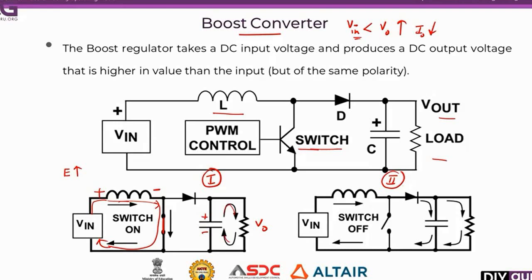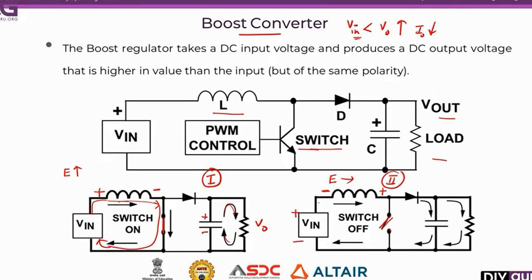Coming to mode 2, when the thyristor switch, or when the switch, is turned off, this inductor already stores energy, and this stored energy will get discharged. When the energy is discharged, it changes the polarity from left hand side positive to negative, and the right hand side negative to positive. You can see here in mode 1 the left hand side will be having positive, and here the left hand side we will be having negative.